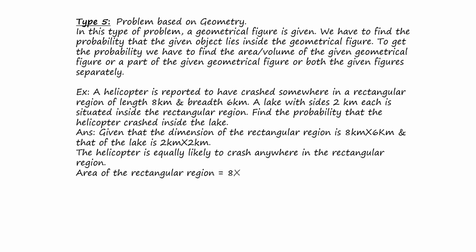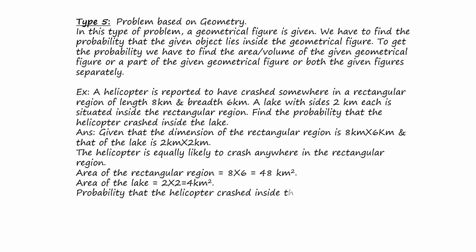Now, area of the rectangular region is 8 into 6, which is 48 km square, and area of the lake is 2 into 2, which is equal to 4 km square. Now, the probability that the helicopter crashed inside the lake is nothing but area of the lake by total area of the region, or it is nothing but 4 by 48, or we can write it as 1 by 12, is the answer.